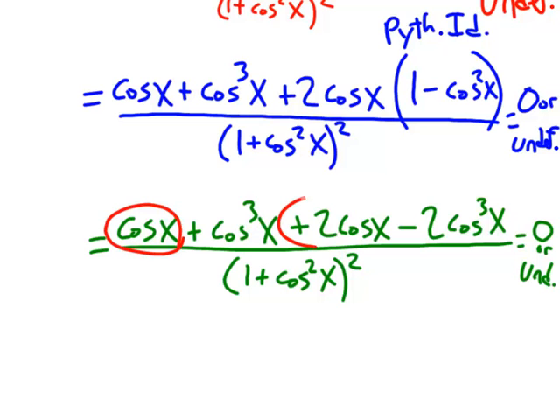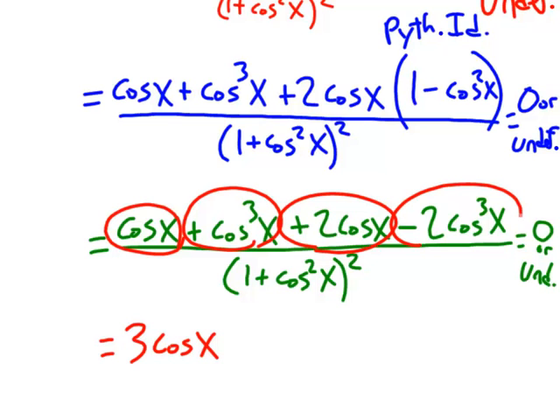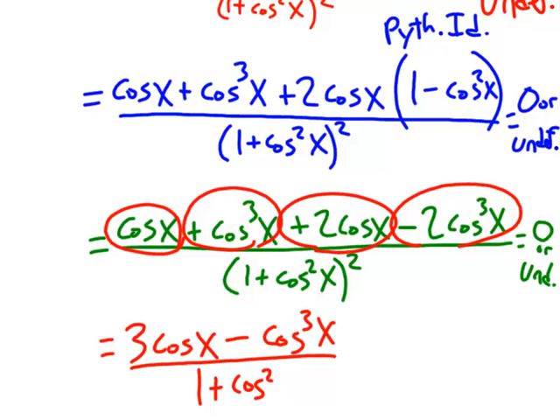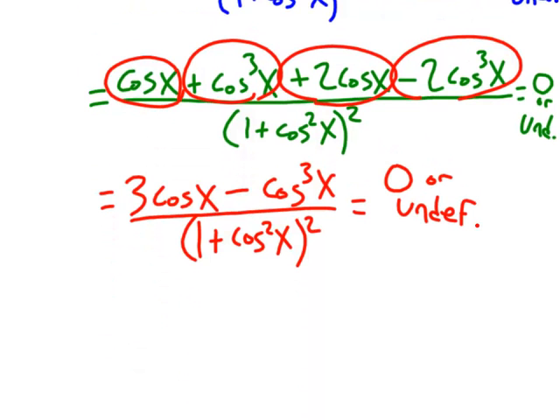Cosine x plus 2 cosine x gives us 3 cosine x. Cosine cubed minus 2 cosine cubed gives us minus cosine cubed of x, all over the bottom. Again, I know it gets tedious writing some of these, like the bottom, the denominator, and this 0 or undefined. I mentioned in class that if you want to put a little scribble or some kind of placeholder in the bottom, do that to make sure that you don't completely forget about this.